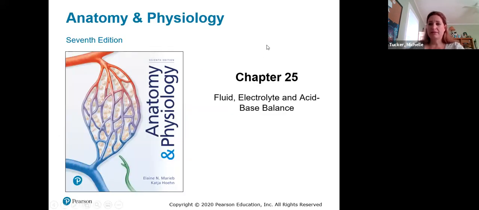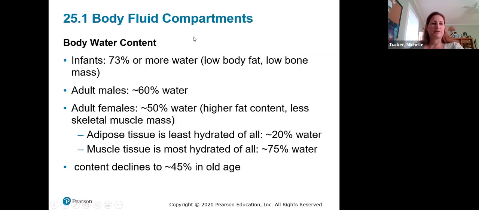So chapter 25 is all about fluid balance, managing electrolyte balance, as well as acid-base balance. Today we will talk about body fluid compartments, water balance, and we'll start electrolyte balance. We'll probably get through sodium, but we won't get through the other ones, and that's where we'll pick up at our next lecture.